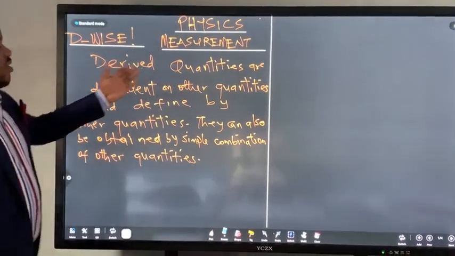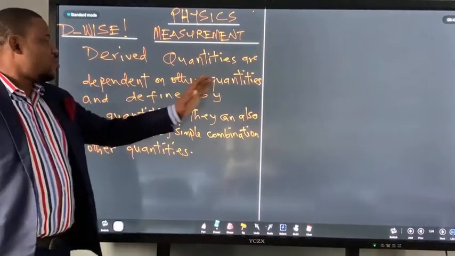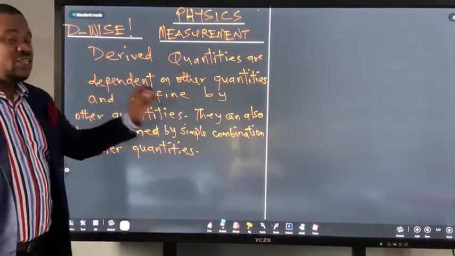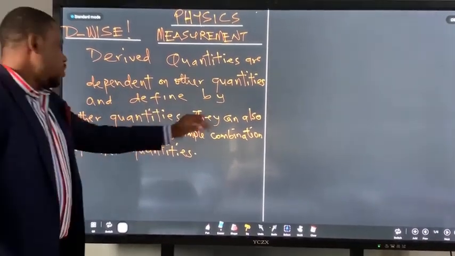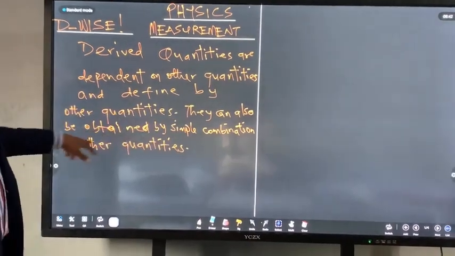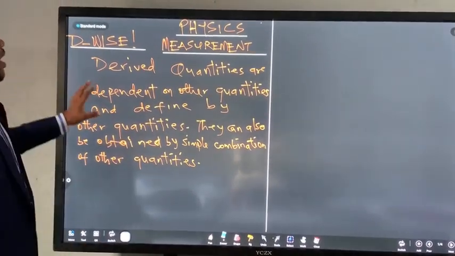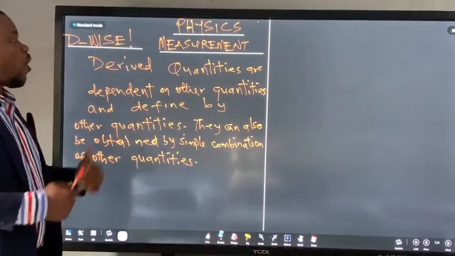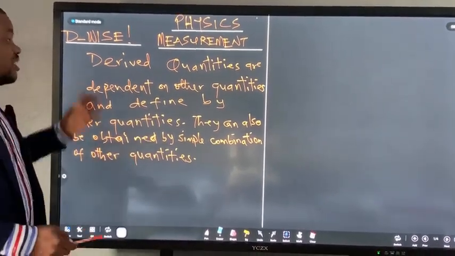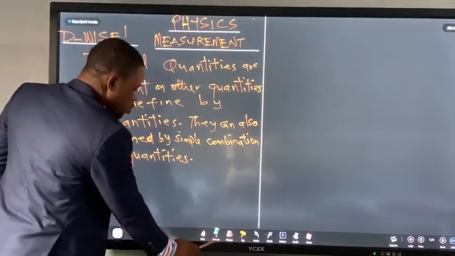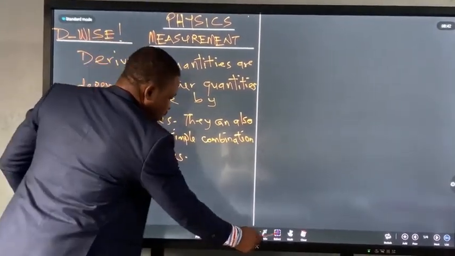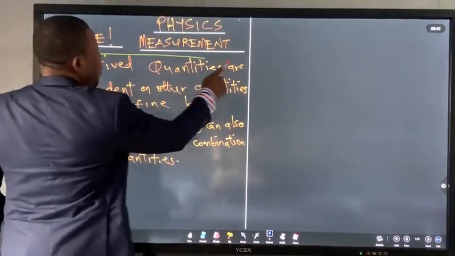Derived quantities are dependent on other quantities and are defined by other quantities. They can also be obtained by simple combination of the other quantities. So why can fundamental quantities not be obtained by combination of other quantities, while derived quantities can? I will try something very quickly. I just hope you can tag along.